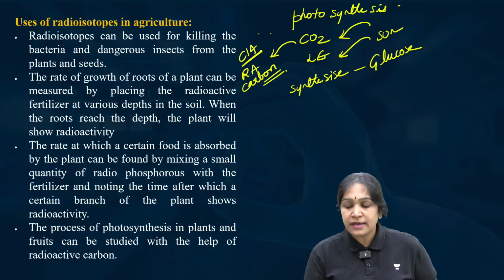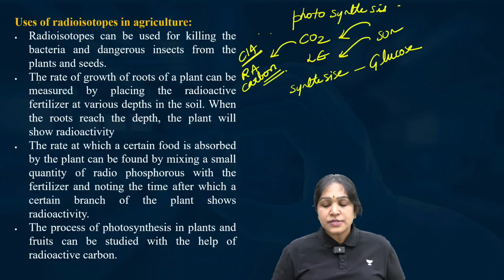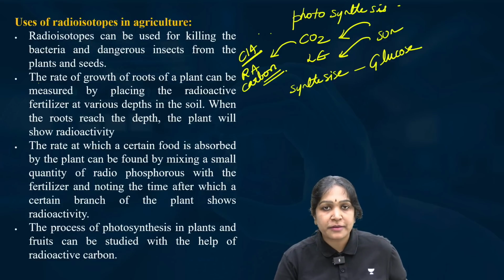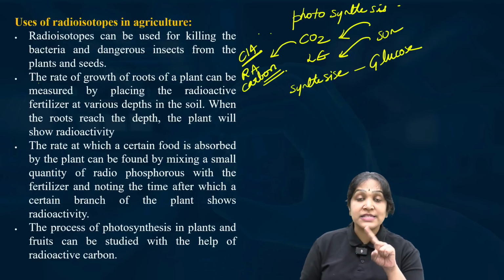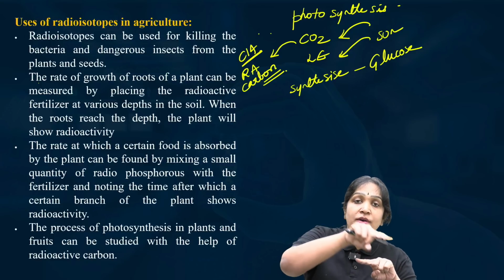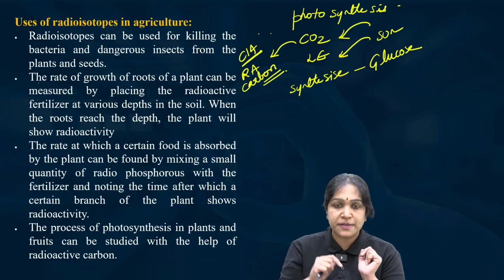Okay, so we take the heavy isotope of the carbon in this carbon dioxide. Is it clear? Okay, so we are taking the radioactive carbon. Now, with this what we can understand is you can study where the carbon dioxide is going. I'll explain like a step-by-step process.